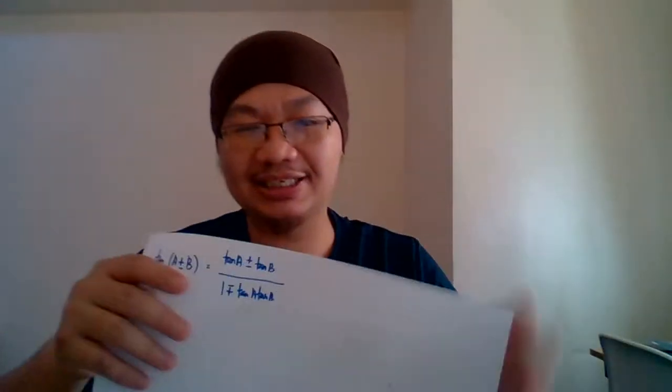Okay, macam ni I tulis formula tu dulu. Tangent A plus minus B equals tangent A plus minus tangent B over 1 minus plus tangent A tangent B. Okay, this is to double check. Alright, tangent A B. Okay, sama. Alright guys.